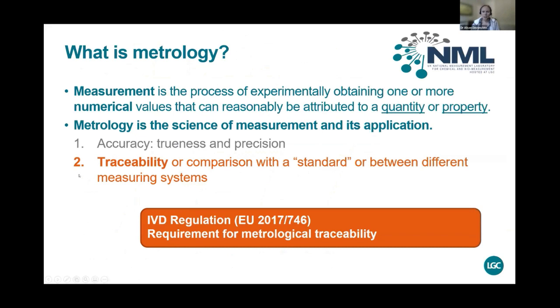Moving on to the second aspect I'm going to discuss today, the traceability, or the ability of a measurement to be compared with a standard, or that way of actually comparing different measurement systems such as qPCR, digital PCR, or next generation sequencing based tests for MRD. And this is something which is now part of the newly implemented IVD regulation in Europe, which requires that CE-IVD products have metrological traceability. So what does metrological traceability mean?